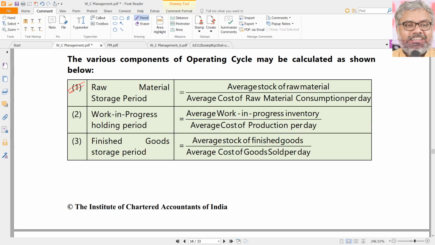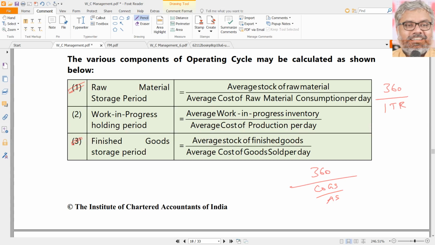For example, if you want to find out the inventory storage period, finished goods storage period or inventory holding period, this one we already know. If you remember, it is nothing but 360 or 365 divided by inventory turnover ratio. Then what is the inventory turnover ratio? Finished goods we are talking about, not the raw materials. Finished goods inventory turnover ratio means cost of goods sold by average stock.